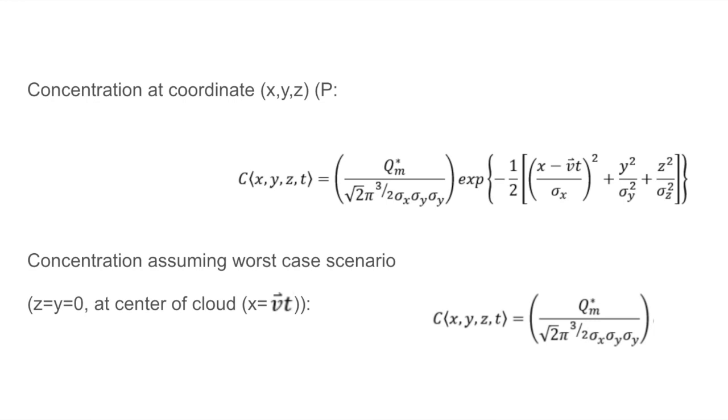Taking into account that we are using the worst-case scenario, we see that we can simplify our equation further. Above you see the original PGP model, and below the PGP model taking into account that our z and y variables are both 0. This will be the equation we use moving forward.